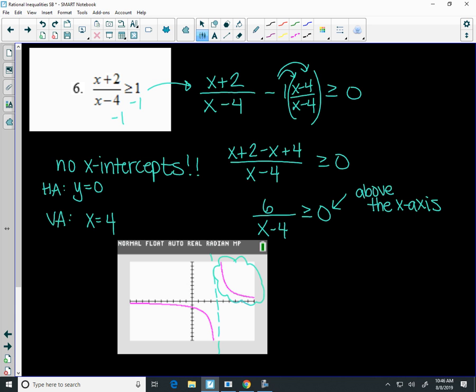If you didn't have a calculator, you could absolutely do this problem. If you looked at my notes online, that's what I did. Pick a number that's less than 4, plug it in, see if it's greater than 0 or less than 0. Pick a number that's greater than 4, plug it into 6 over x minus 4 and see if it's bigger than 0 or less than 0. And that just tells you where that curve is living. So our solution here is just going to be a single little interval notation from 4 to infinity.